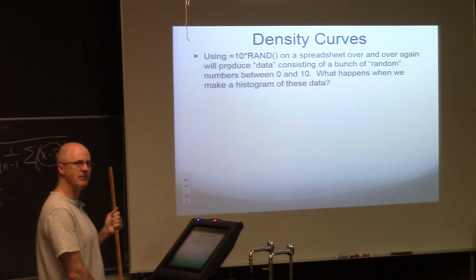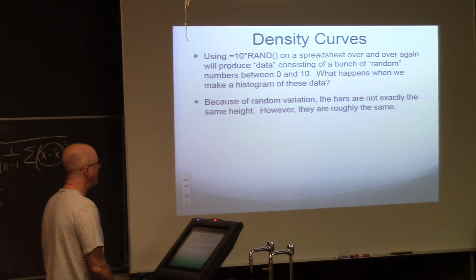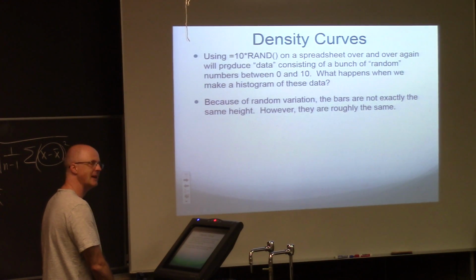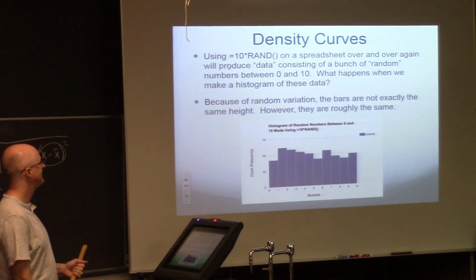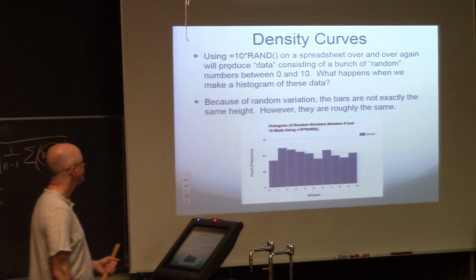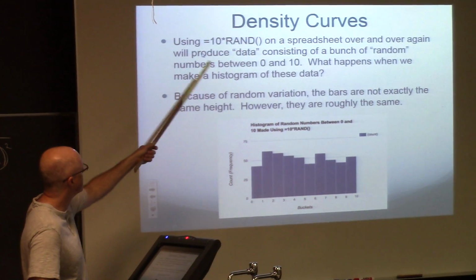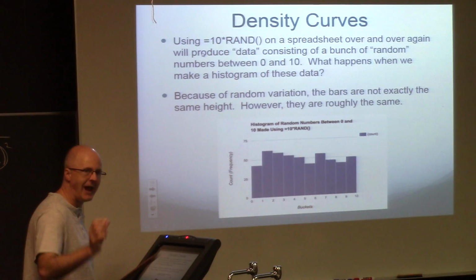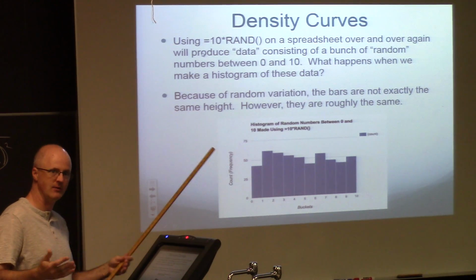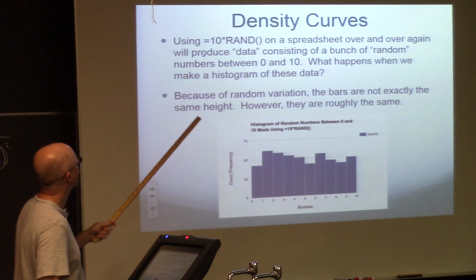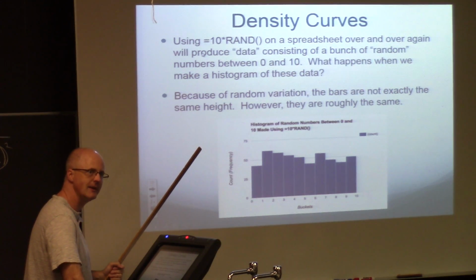And I'm going to make a histogram of the data. In fact, I've already done it. Because of random variation, when I do that, the bars that I get from the histogram are not exactly the same height. However, they are roughly the same height. Okay? I did it once on a spreadsheet. I used this 10 times rand, which generates random numbers. Rand itself generates numbers between 0 and 1. By multiplying it by 10, I'm generating random numbers between 0 and 10. And I got that data. In fact, I think I had 500 data points, if I recall correctly.